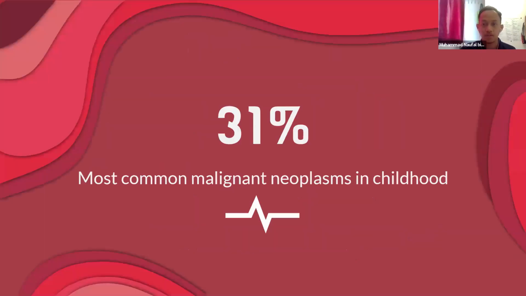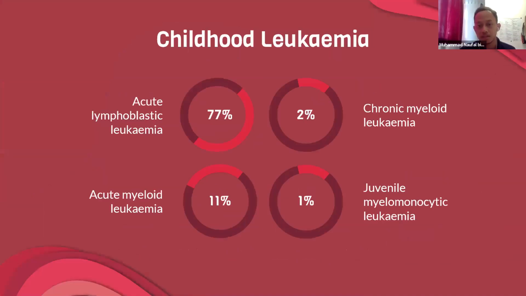Okay. So leukemia is the most common malignant neoplasm in childhood, which is 31% of all malignant neoplasm cases. So this is the division of the epidemiology of childhood leukemia. The most prevalent is acute lymphoblastic leukemia with 77%, followed by acute myeloid leukemia at 11%. And next, chronic myeloid leukemia and also juvenile myelomonocytic leukemia, which is very rare.